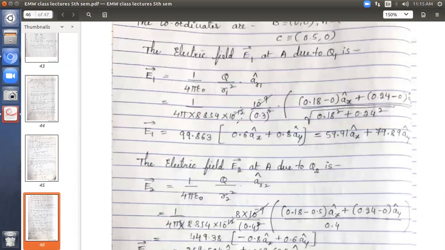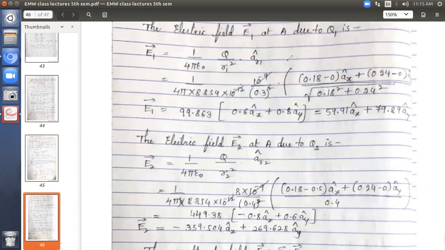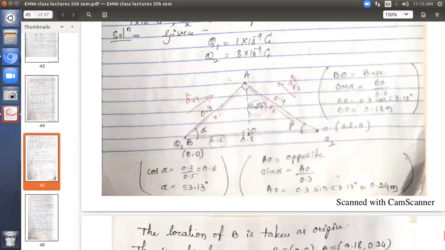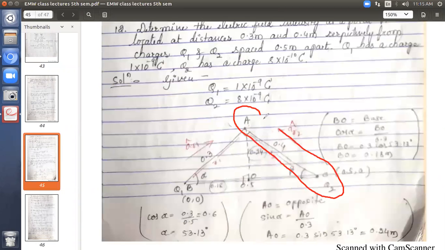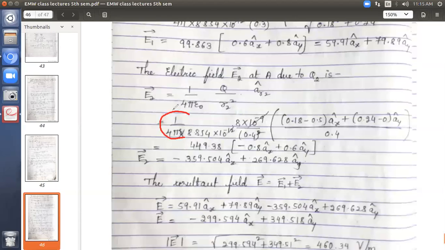Similarly, go for E2 calculation. E2 is 1 by 4 pi epsilon naught, charge Q2 divided by R2 square, into the second unit vector. So what is R2 given? In the given figure, you can see R2 is 0.4. That's what I have written here, 1 by 4 pi epsilon naught, charge Q2. Charge Q2 is 8 nanocoulomb, 0.4 square, AR2. Let's see how AR2 is found.